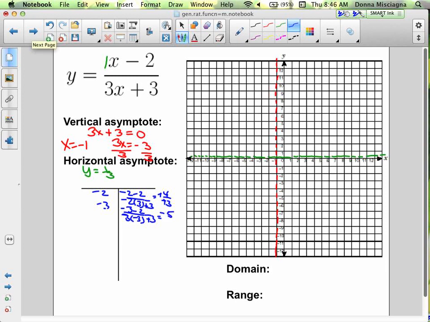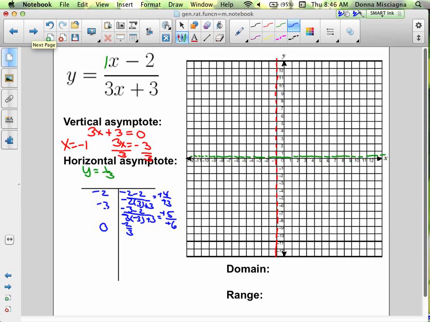3 times -3 is -9, plus 3 would be -6. So that's going to be 5/6. So none of these are integers. It gets a little harder to come up with integers. So now we'll take 0. If we plug in 0, we can see the x's would be gone, and that would be -2/3. Right? That'd just be -2/3.